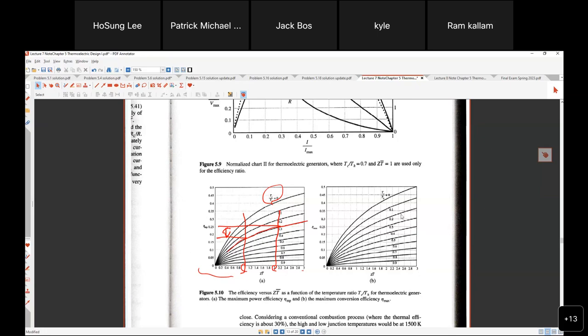Do you think you can estimate? The high temperature is 2500, and the low temperature is about 400, 500. That's crazy. It's crazy, but you can generate power with no piston. Just a nuclear reactor and thermoelectric converter.